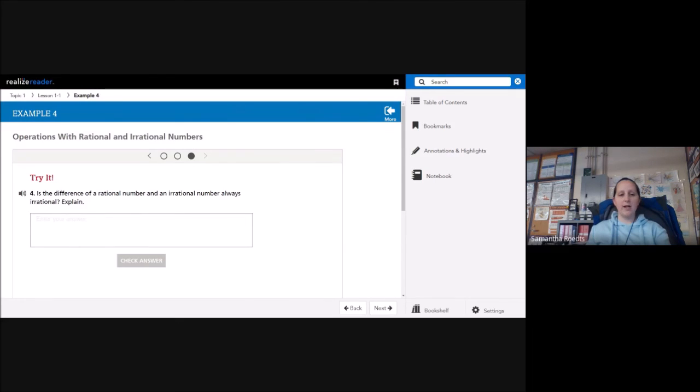All right, let's go ahead and try it. So try problem number 4. Is the difference of a rational number and an irrational number always irrational? Explain. So again, we can use some of the same logic that we've used for the sum and product of a rational and an irrational number.